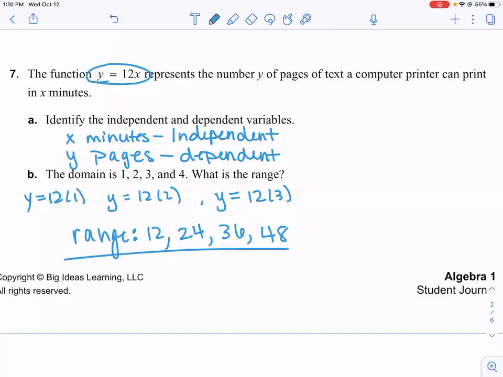Okay, so I have one of those little foldable things. You're going to get this, and I want you to fold it like a book, where the very back page is going to be the blank part.